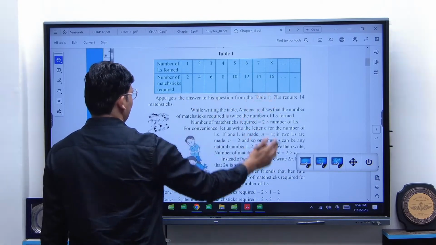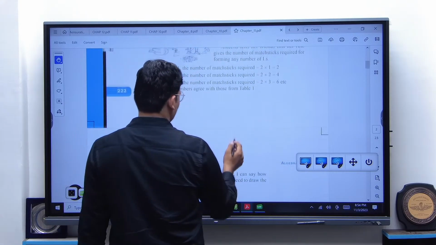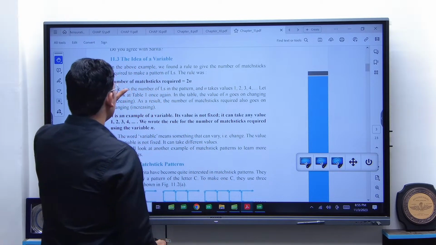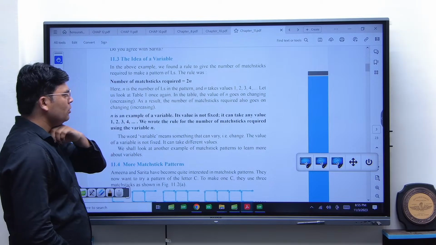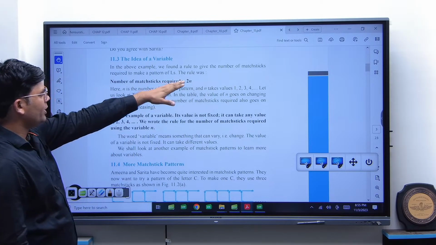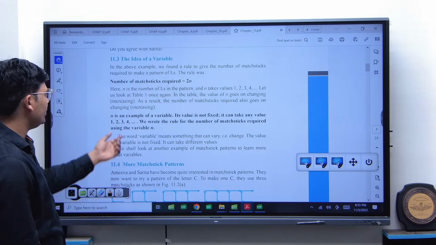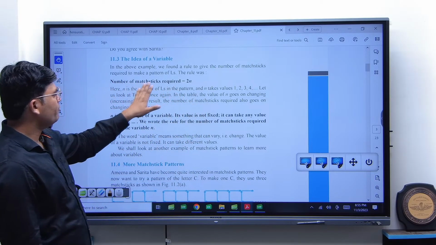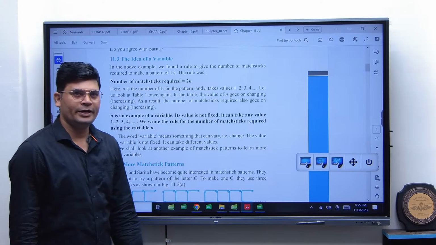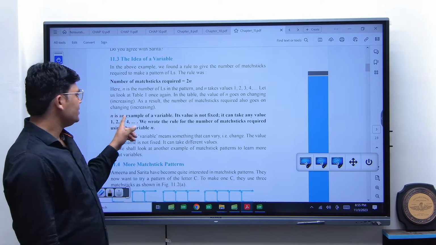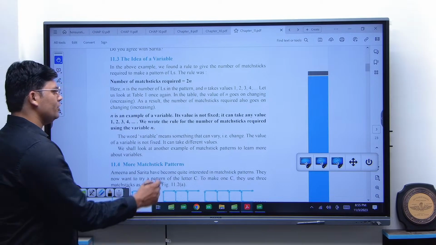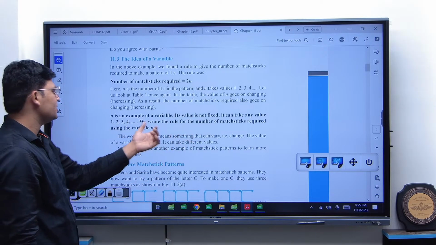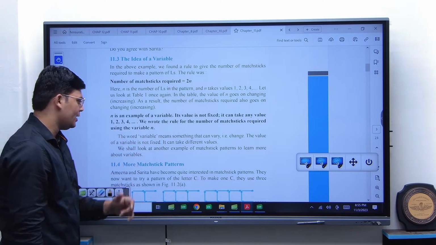Okay. So you can fill this. I know. So let us go faster. The idea of the variable. So in the above example, we found a rule to give the number of matchsticks required to make the pattern. The rule was number of matchsticks required is equal to 2n. Okay. So n is an example of a variable. Its value is not fixed. It can take up any value. We wrote the rule for the number of matchsticks required using the variable n.